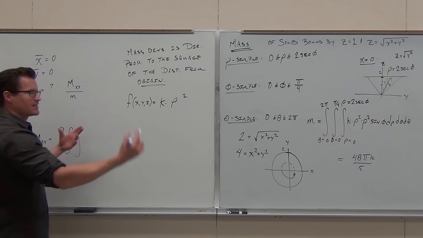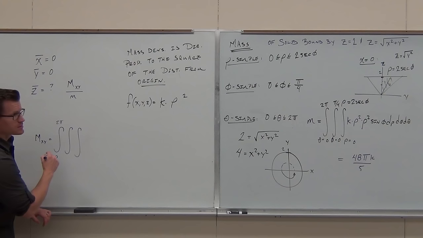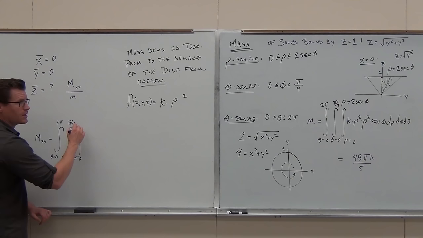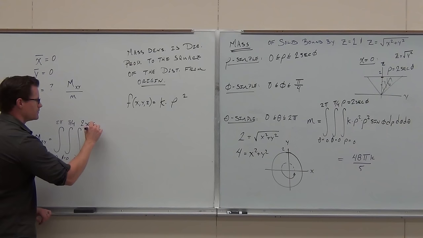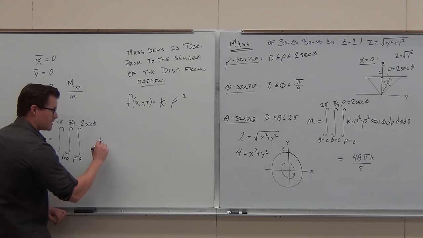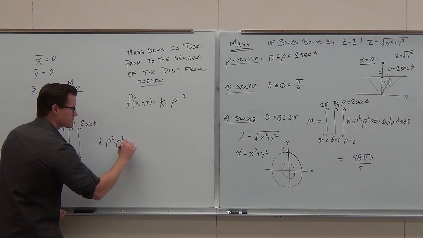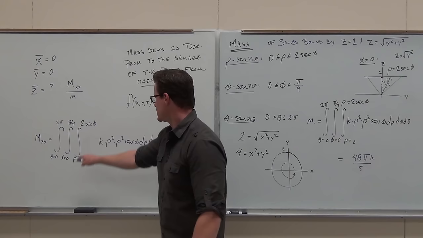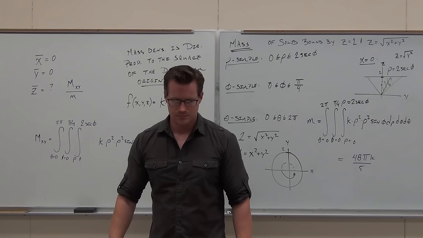This is still 0 to 2 pi. It's still 0 to pi over 4. It's still 0 for rho, phi, and theta, respectively, to 2 secant phi. It's still k rho squared sine phi, d rho, d phi, d theta. You tell me what has to be in there. Rho cosine phi.